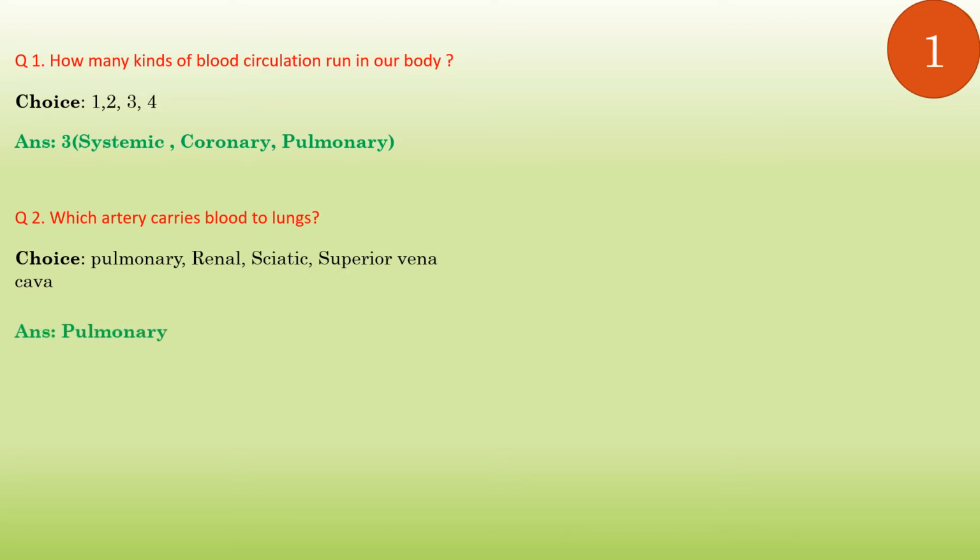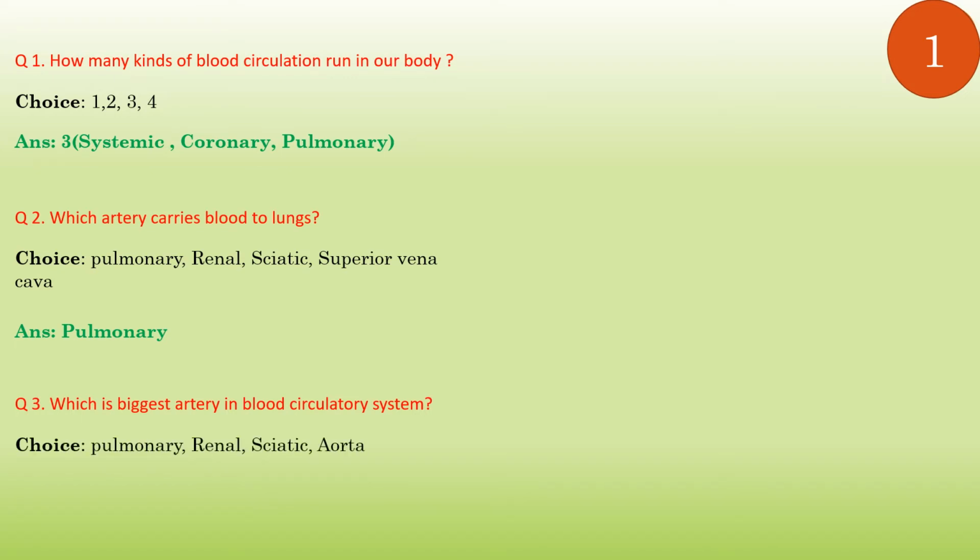The answer is pulmonary artery. Remember, pulmonary artery is the only artery which carries deoxygenated blood from heart to lungs. Which is biggest artery in blood circulatory system? And the choices are pulmonary, renal, sciatic and aorta. And the answer is aorta.